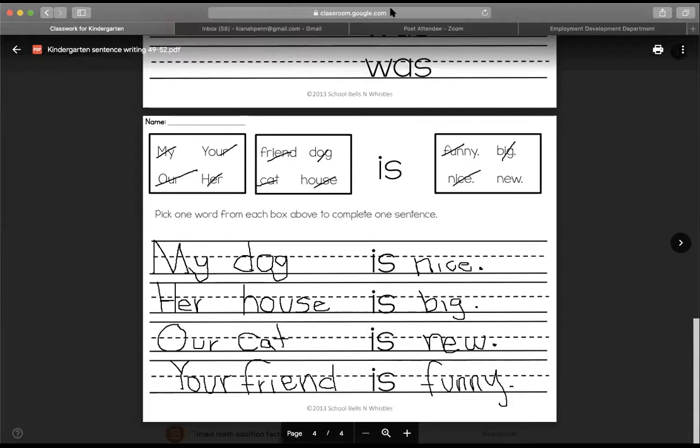Now, Tristan, can you read your 4 sentences? My cat is funny.